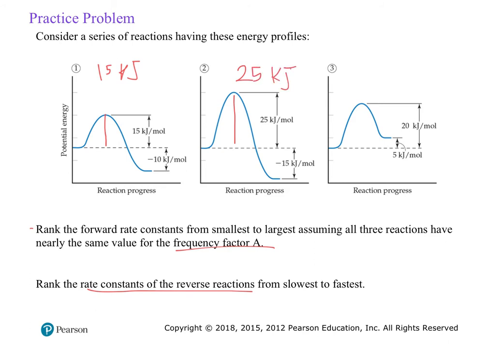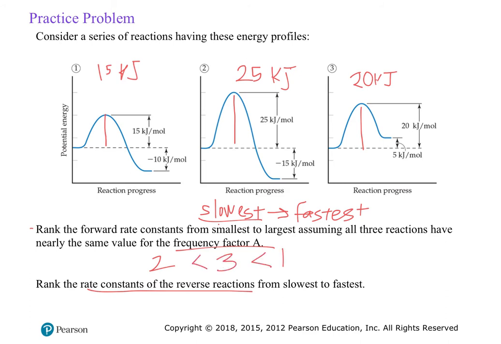And for this third one, it appears to be 20. Okay, so if we're wanting to rank the rate constants from smallest to largest, that's the same thing as going from slowest to fastest. So we know that a slower reaction means a higher activation energy. So the one with the highest activation energy is 2, and then 3, and then 1.